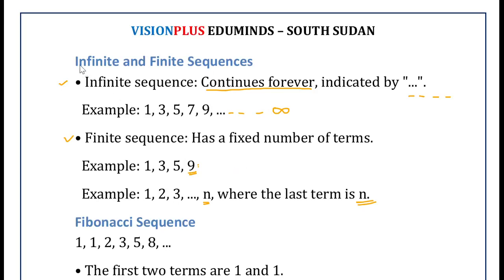Alright, so these are the two sequences that we shall be in a position to encounter in our learning. It is either infinite or finite. Infinite continues to infinity or never stops, but finite stops at a given number. Alright.